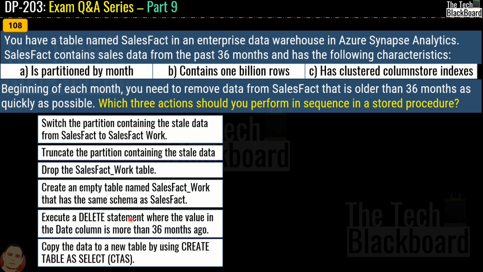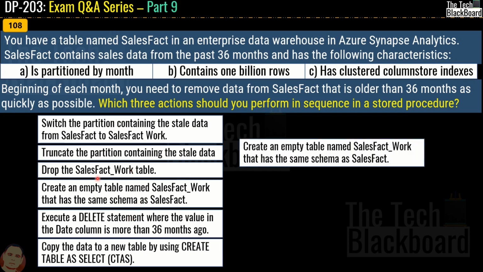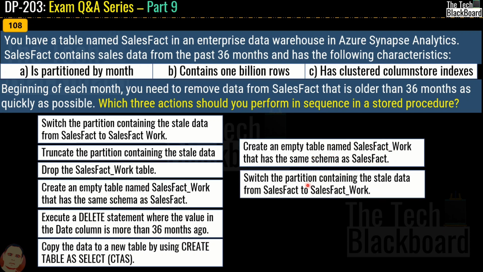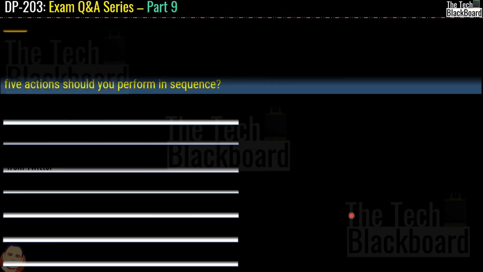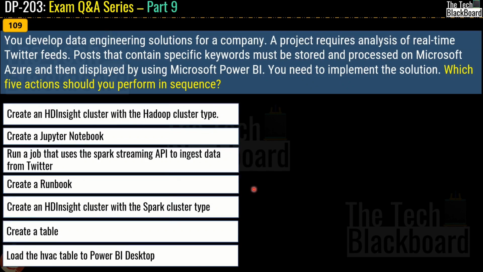So let's look at the correct actions in correct sequence. The first action that you should perform is create an empty table named sales fact _ work that has the same schema as sales fact. Then as a second step, you should switch the partition containing the stale data from the sales fact table to sales fact _ work. And then as a third step, you have to drop the sales fact _ work table. So those were the 3 actions in correct sequence. Moving on with question number 109, a similar kind of question.